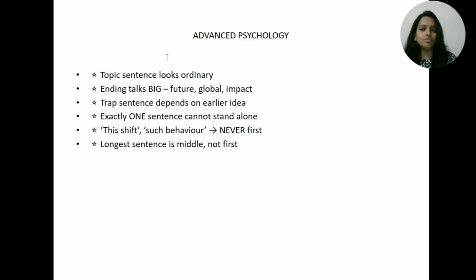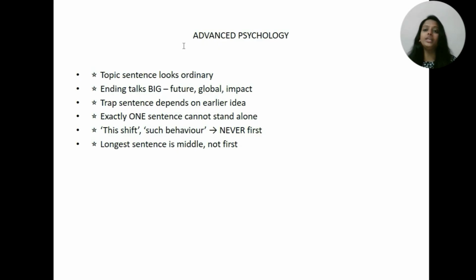What the test maker is secretly doing here is, you need to identify it. The method becomes unbeatable because you understand the exam writer, not just the sentences. So the first secret is they always hide the topic sentence in plain sight. It will look very ordinary. No statistics, no examples, no strong claims. And the second secret is they often bury the ending in a sentence that talks big. That's a global impact, future consequences, long term outcomes, and so on.